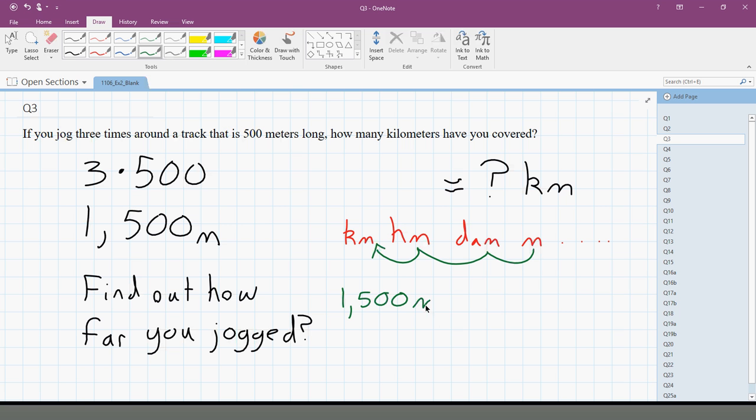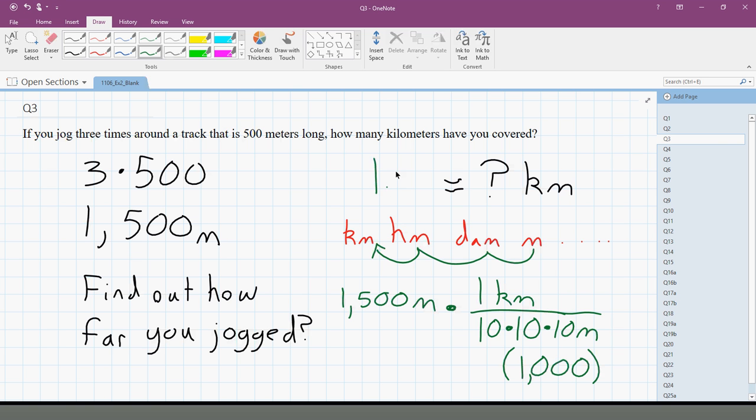So we're going to take 1,500 meters. We're going to multiply it by 1 kilometer is exactly what you said, multiply 10 3 times, which is 1,000. There we go. So we take the 1,500 and multiply that by the 1 over 1,000, which gives us the 1.5 kilometers.